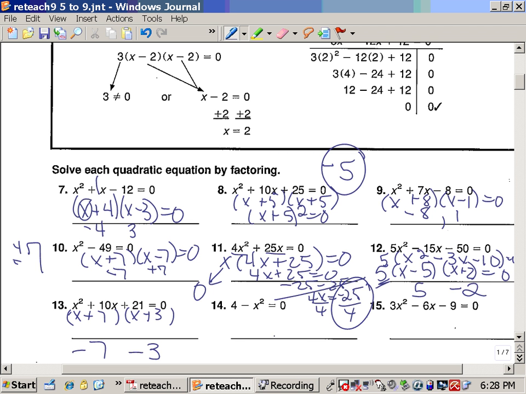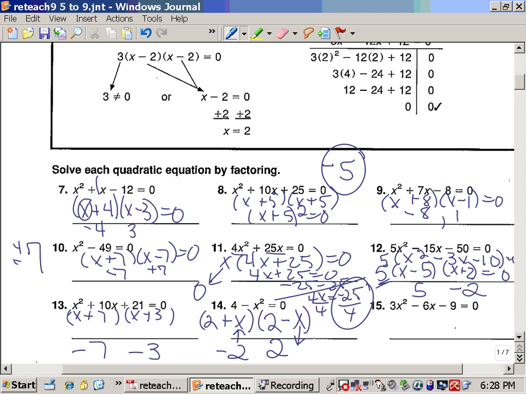Number 14 is a difference of two squares. Now I'm going to leave the 4 at the front, which means I need a 2 times 2. For the minus x squared, one sign has to be positive and one sign has to be negative. And since x times x is x to the second, I'm going to fill in x and x. On this problem, what would you fill in to make it add to give me 0? That would be negative 2. On the second factor, what would you put in here to add to give me 0? That would be a positive 2.